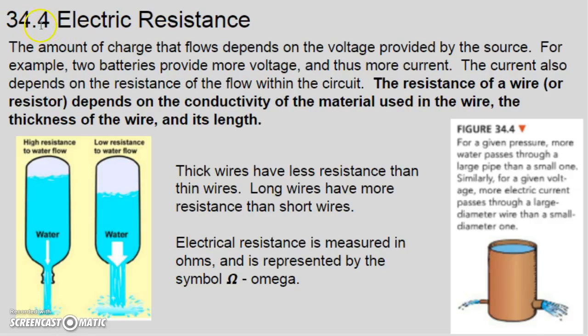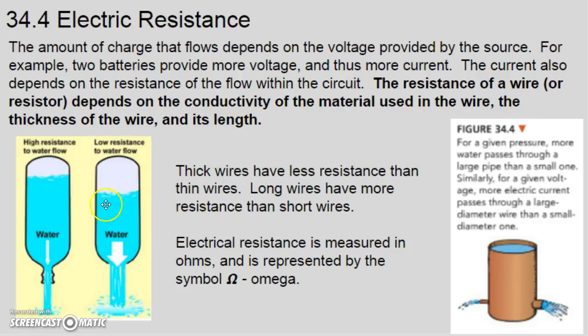So the third part of this, 34.4, talks about electric resistance. The amount of charge that flows depends on the voltage provided by the source. For example, two batteries provide more voltage and thus more current. The current also depends on the resistance of the flow within the circuit. So if you have a bunch of resistors, you're going to decrease the amount of flow of current. The resistance of a wire, or resistor, depends on the conductivity of the material being used in the wire, the thickness of the wire, and its length.